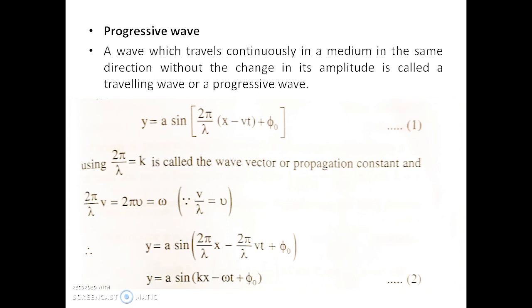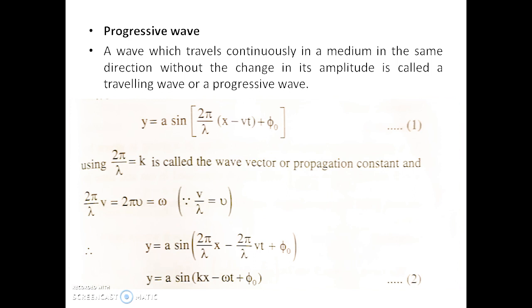Usually, such periodic waves are represented by harmonic functions like sine or cosine functions. So, this is one form where we can represent a progressive wave: y equal to a sine of 2π by lambda into x minus vt plus phi 0. Phi 0 is the initial phase of the wave. And 2π by lambda equal to k is called the wave vector or the propagation constant. And we can write 2π by lambda into v, that will give you v by lambda is nu, that is frequency. So that is 2π nu, that will be equal to omega.